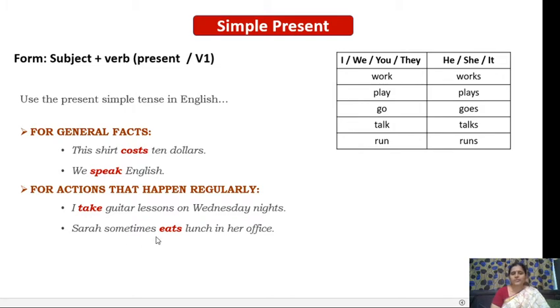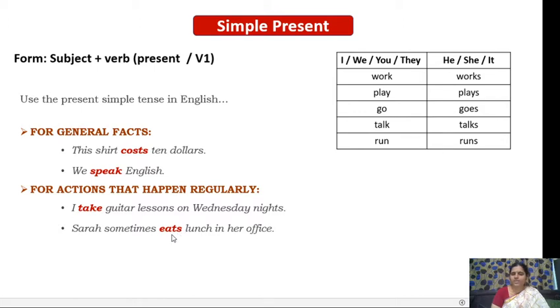Sarah sometimes eats lunch in her office. So what is the subject of the sentence? Of whom are we speaking here? Sarah. So Sarah is third person singular. It is the name of a person, and it's singular. So it is third person singular, and so to the verb eat we have added s.